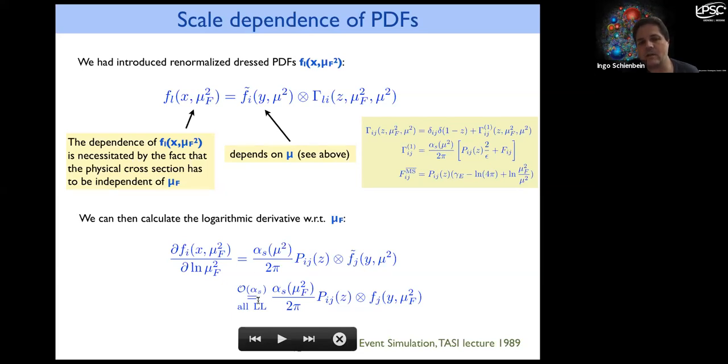The only catch is then at leading log. Initially, you still have the scale mu square, and you would like to have the scale mu f square. Here you can replace the f tilde by f, which is valid at the given order in alpha s, because f tilde is the same as f up to higher orders in alpha s. And then you somehow have a hand-waving derivation of the Altarelli-Parisi evolution equations starting from this mass factorization formula. That's something you can find in the Tasi lectures from 1989 by Page.